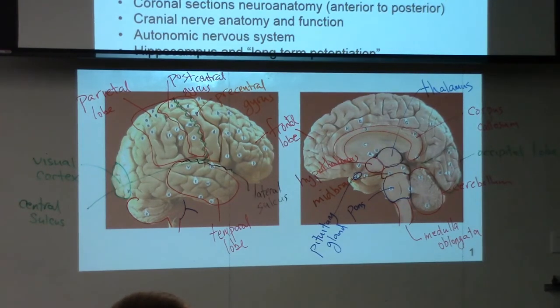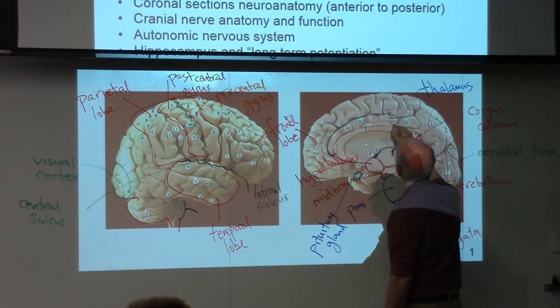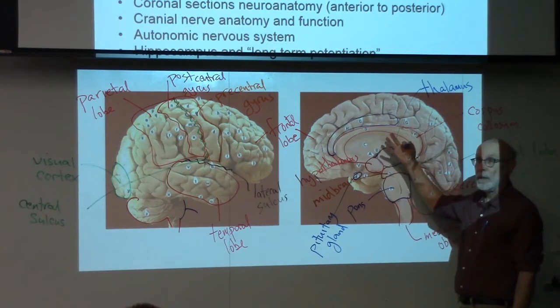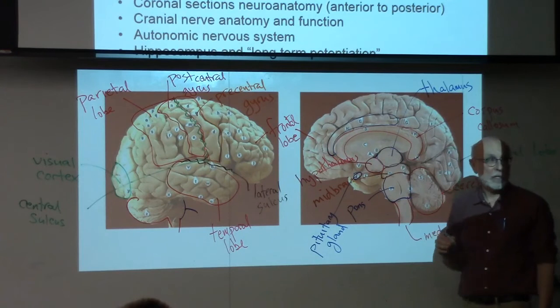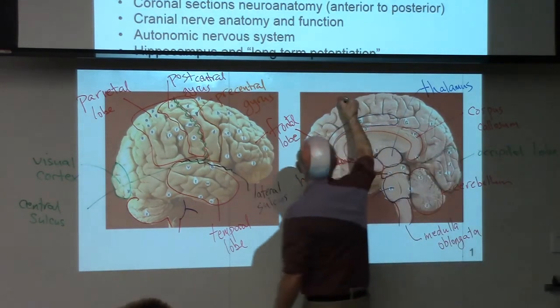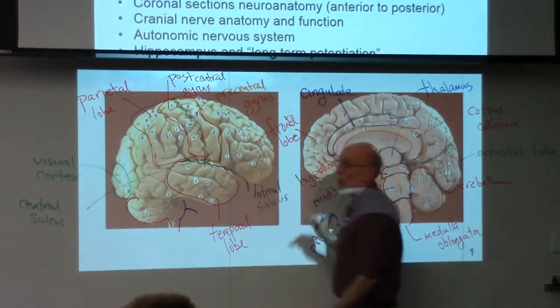Okay, so we're getting down, it's getting harder, I can tell. Let me see if I can ask you some questions. Does anybody know the name of this gyrus? It's a gyrus we can see on the midline. It's right above the corpus callosum. That one's got a name, and it's called the cingulate gyrus.